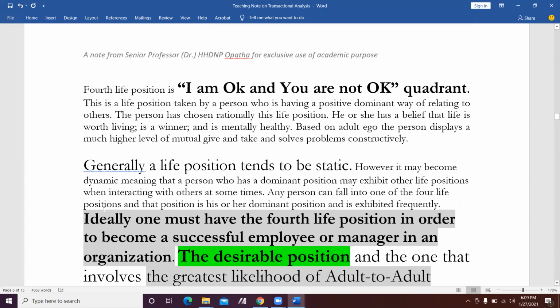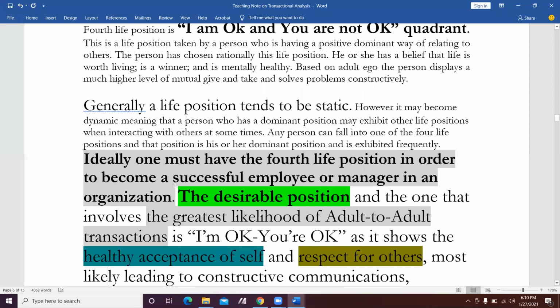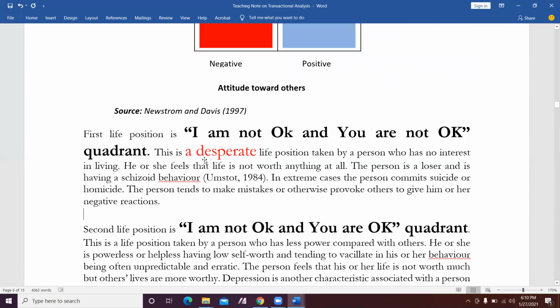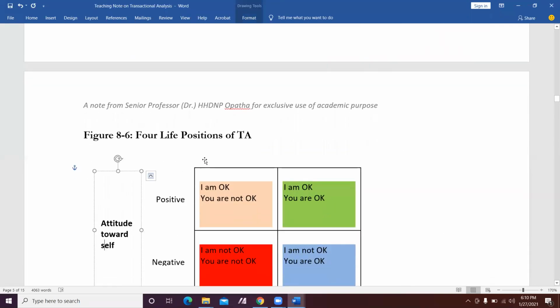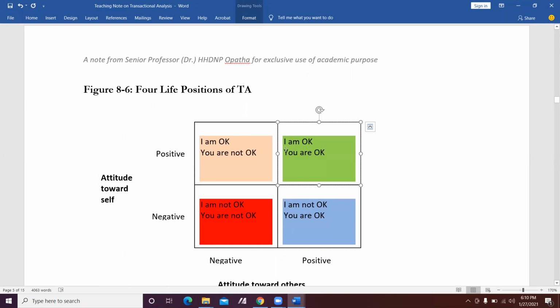Generally, a life position tends to be static, as I mentioned previously. Ideally, one must have the fourth life position. Out of these four, ideally, you must be here. I want you to be here. I hope you are here. You should be here. Indeed, I am here. I believe you are also here. Never be here. Sometimes you may be here, I might be here, or you might be here. I may be here sometimes. But predominantly, frequently, you should be here.